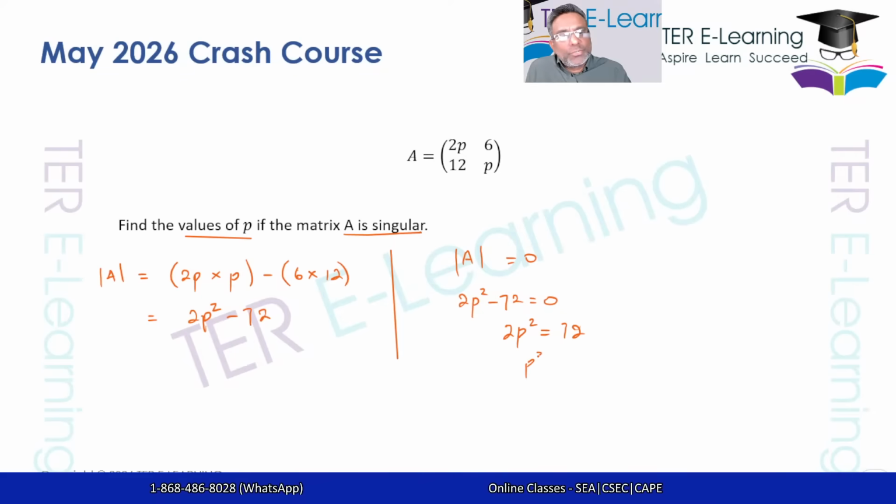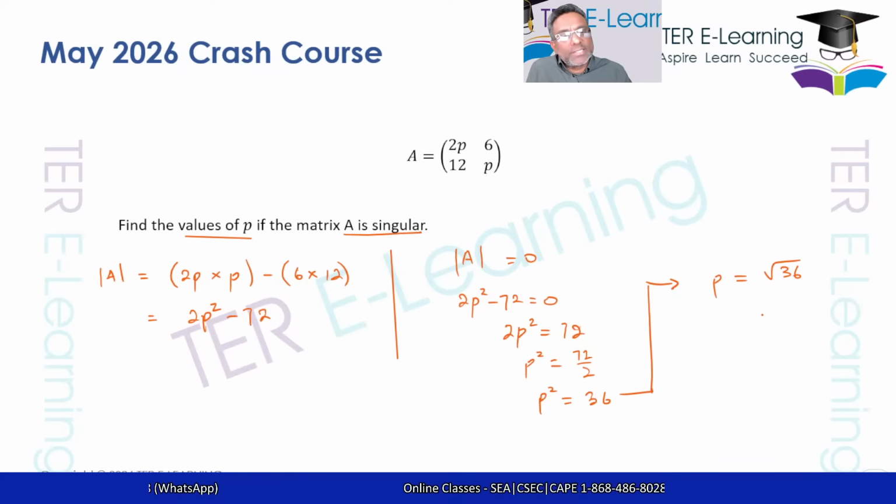So therefore, p squared is 72 all over 2. So p squared is equal to 36. Now, you have to be careful with this here because sometimes students will just put p is equal to the square root of 36 and they will just put 6 as the answer.